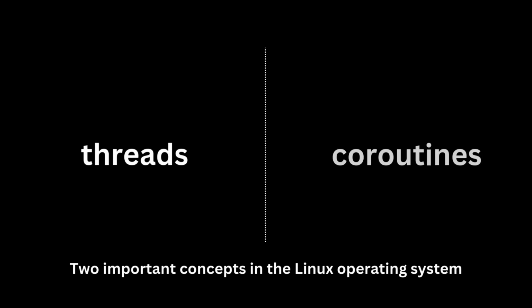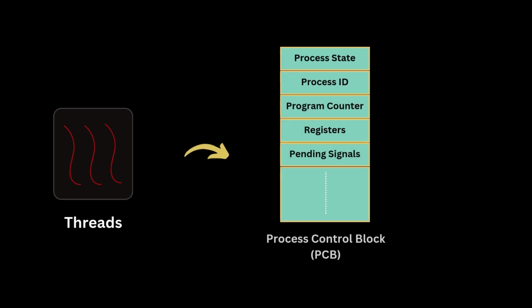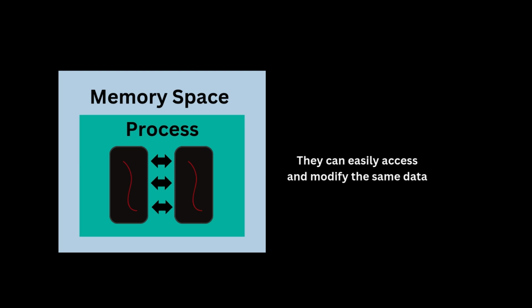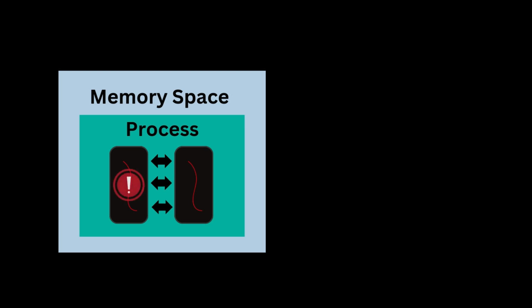There are also two important concepts in the Linux operating system: threads and coroutines. Threads, like processes, have a PCB that stores important information about their execution. However, the key difference is that multiple threads within the same process share the same memory space. This shared memory allows threads to work more efficiently together, since they can easily access and modify the same data.